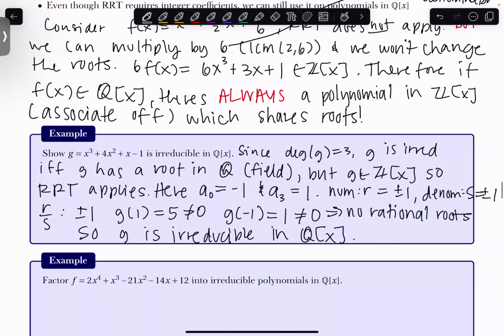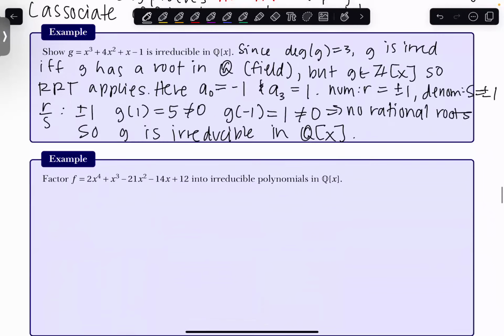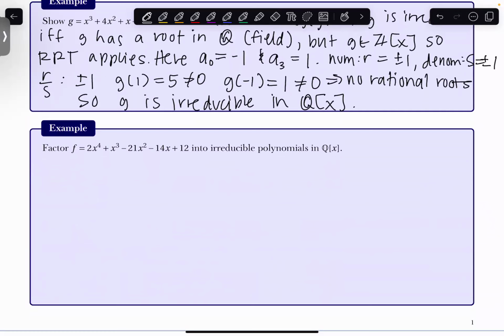Okay, let's look at our next example. And here we're going to get a lot more possibilities because the factors of 12 are much more than the factors of 1. What we want to do here, actually, we're not going to show it's irreducible, it's actually reducible. What we want to do is factor it into pieces of irreducible polynomials. So I want to be able to write it as a product where all the polynomials showing up I know are irreducible. So the first thing I could try to do is find a 0, and then I know I can factor out x minus that 0.